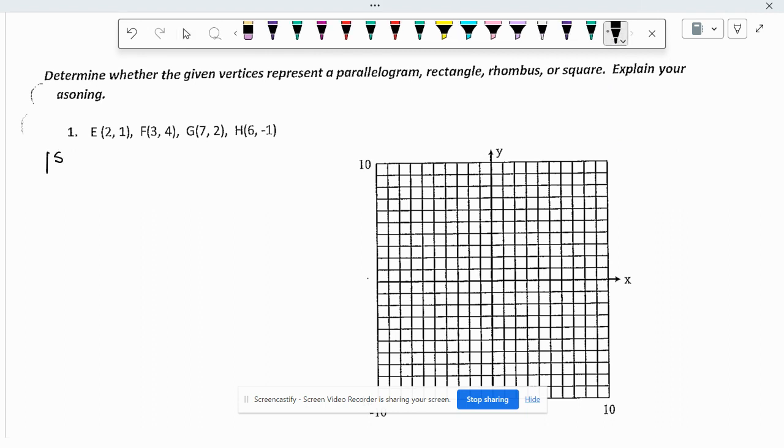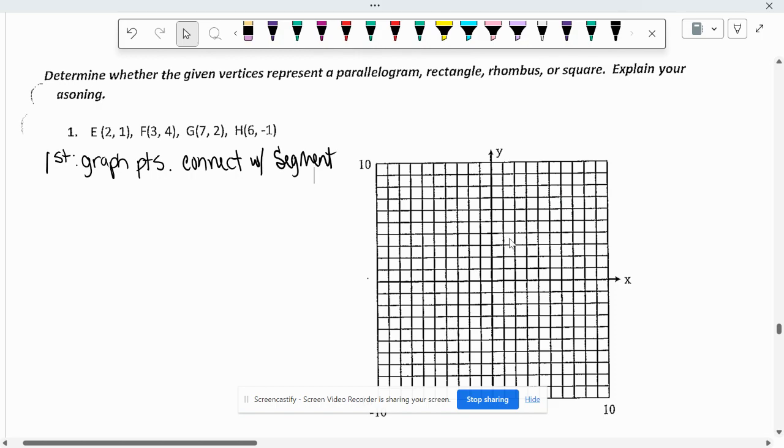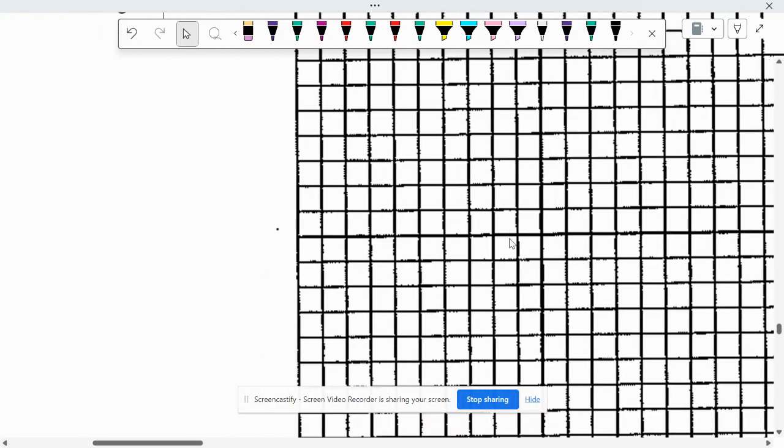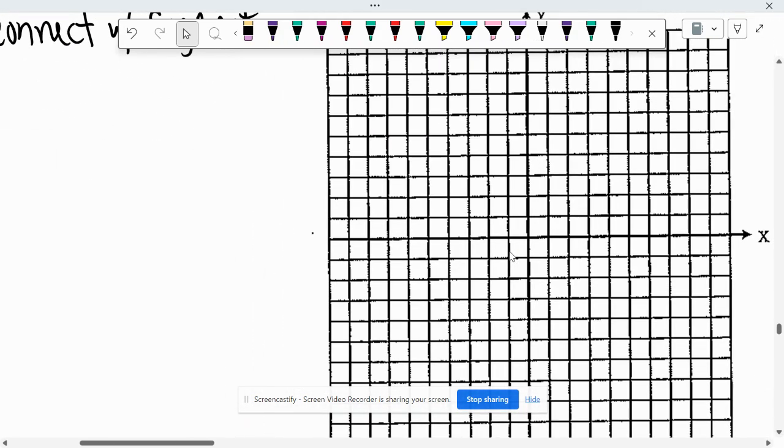So first, we're going to graph the points and connect them with segments. That's the first thing that we're going to do because this is a quadrilateral, okay? So I'm going to graph my ordered pairs. And this graph is horrible for me to read. I have to make these lines really dark so I can tell which one is my x-axis and my y-axis on this grid.